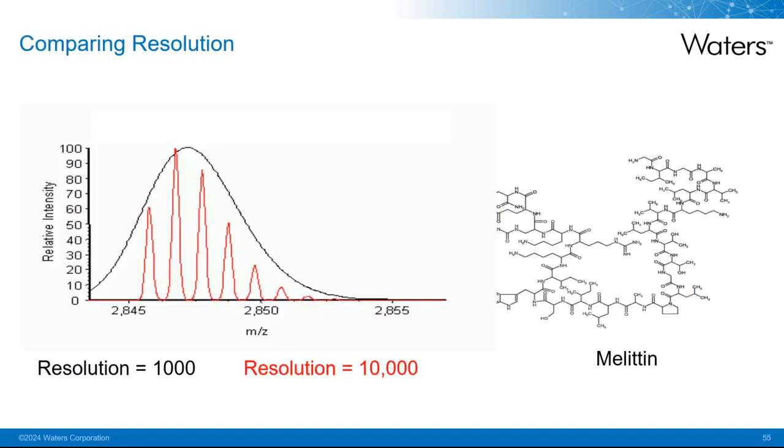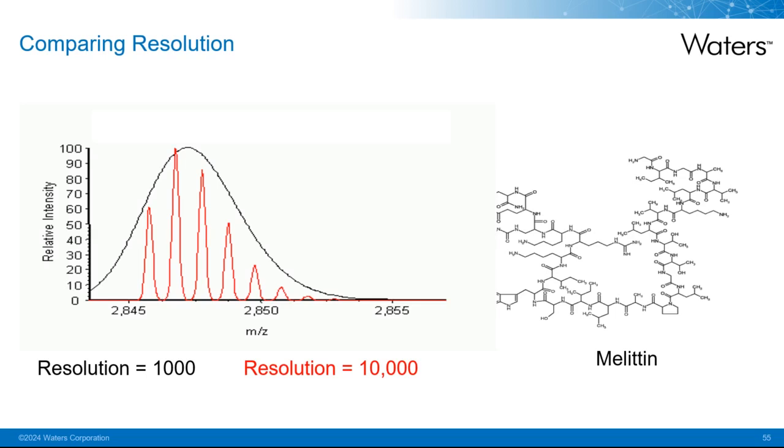So, time of flight mass spectrometry is one of the MS techniques considered to have high resolution. The black peak here shows melittin at a resolution of 1000, which is a level of mass resolution routinely observed on a quadrupole-based mass spec instrument.